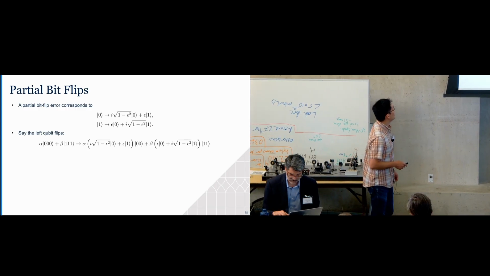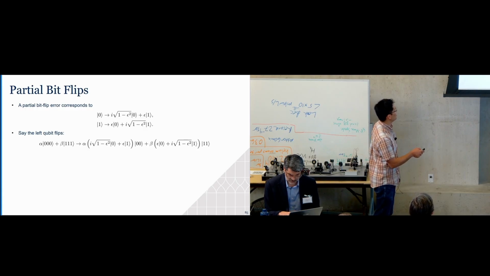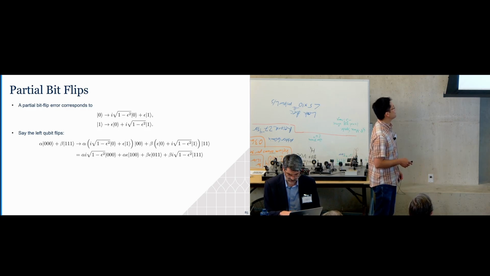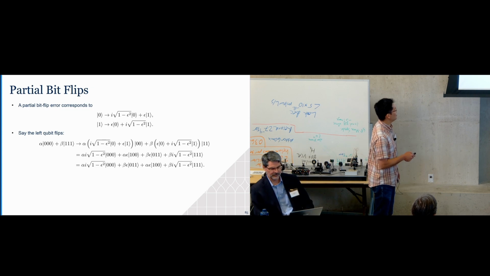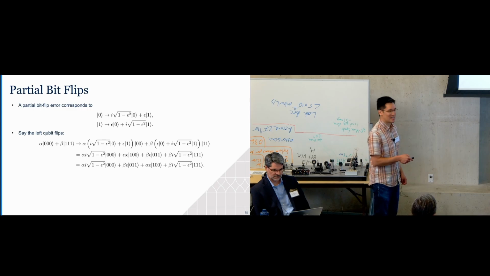So if we start off with this nice state and the left qubit has a partial bit flip, this 0 turns into this combination of 0 and 1, and this 1 turns into this combination of 0 and 1. And now if I just multiply everything out, I get this. And now we can reorder so that it's in numerical order, like counting from smallest to biggest in binary.